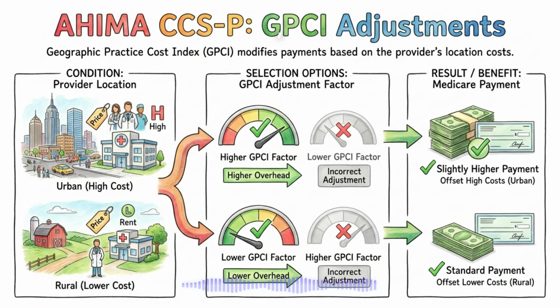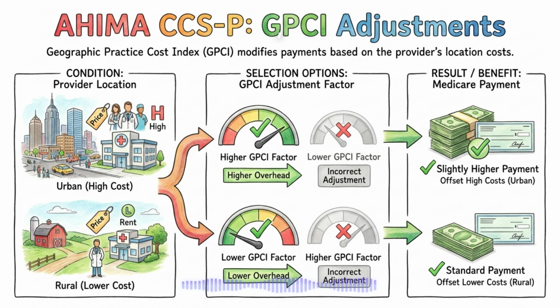Because the cost of living and running a business varies drastically across the country, Medicare cannot pay the exact same dollar amount to every clinic. To solve this, they use a geographic practice cost index to adjust the relative value units based on the exact location of the medical provider. It costs significantly more to pay rent and hire nurses in downtown Manhattan than it does in a rural town in Nebraska. The geographic index ensures that doctors in expensive areas receive slightly higher payments to offset their incredibly high overhead costs.